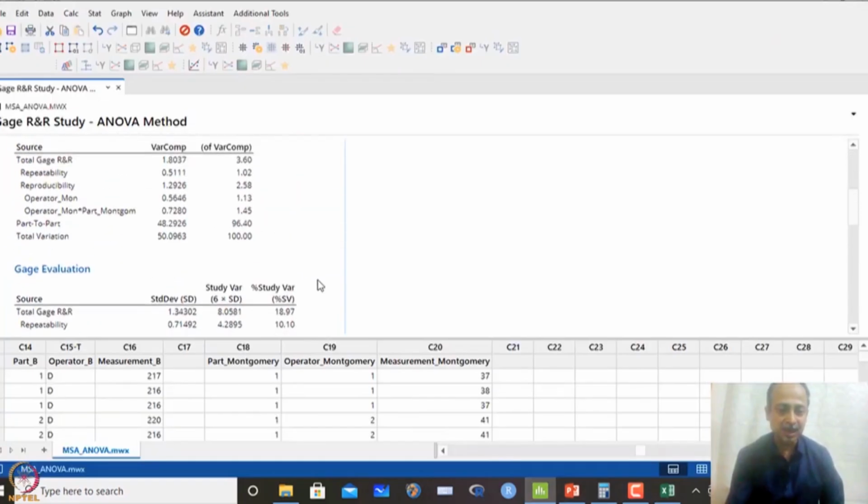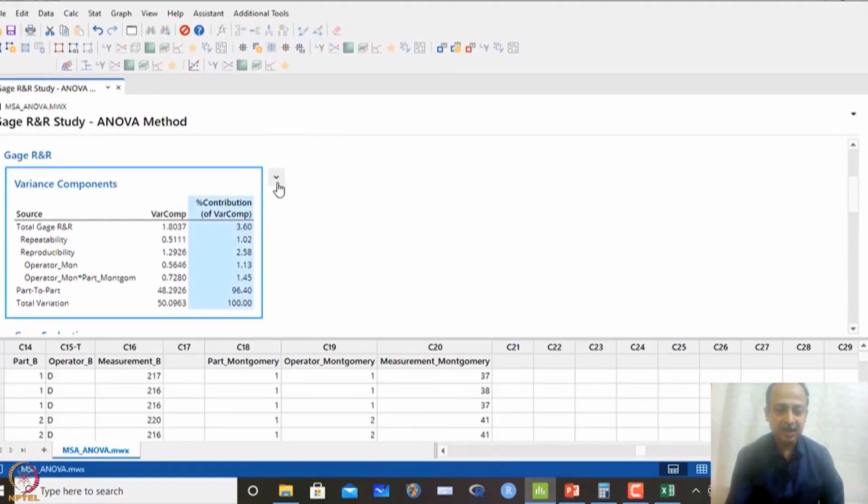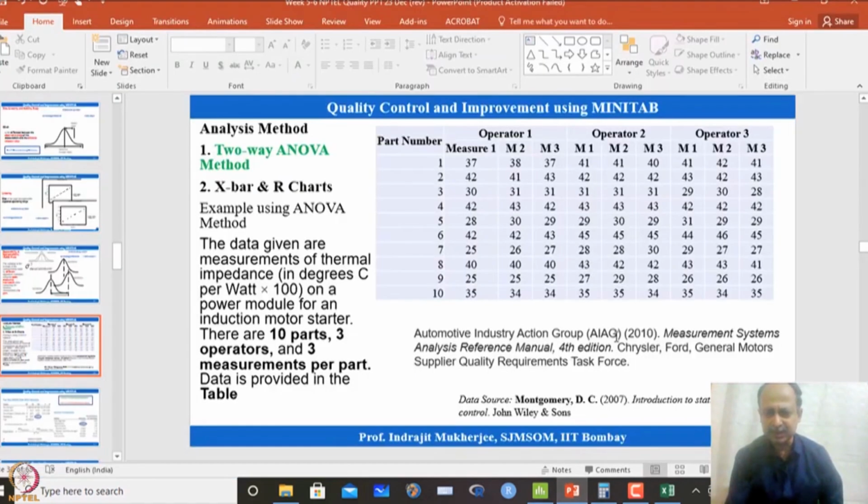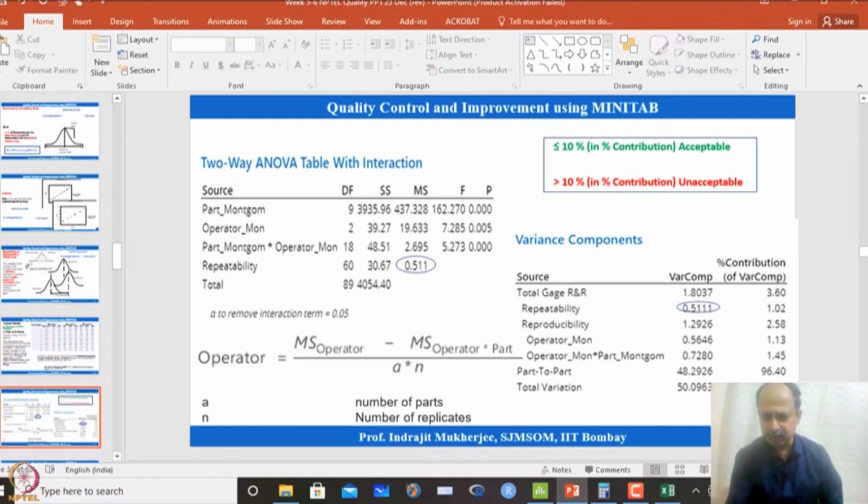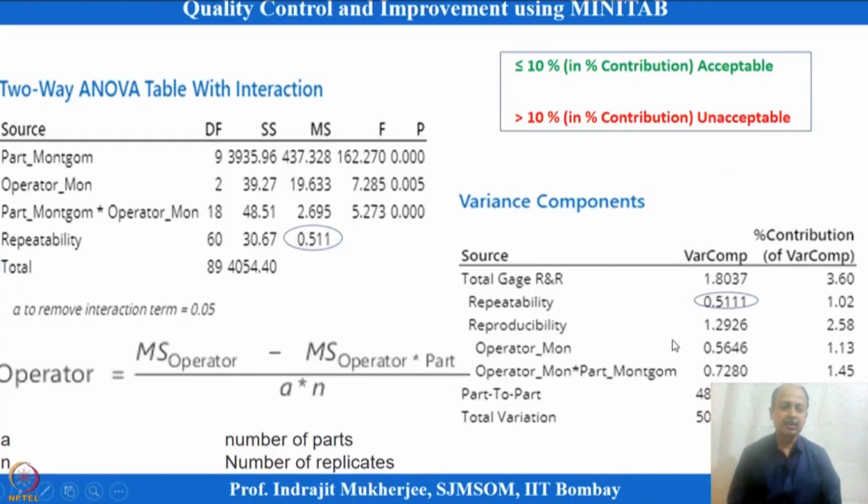So, let us see the next part of that. Next what we have is this variance component and percentage contribution over here. This calculation we have to explain by using a diagram. So, this is the PPT we have gone to. This is the observation that you see the first part over here. The p value of parts is significant, and that is expected, but these two are significant, that means we are concerned about this, but this is statistical significance over here.